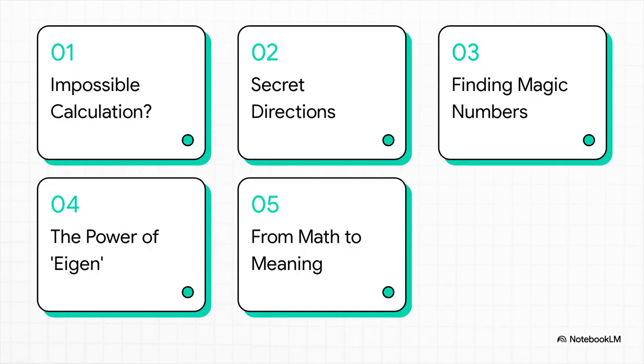So here's our game plan for this explainer. We're going to start by uncovering the secret directions that are hidden inside every single matrix. Then we'll figure out how to find the magic numbers that define them. After that, we'll unleash the true power of this idea to solve that impossible problem. And finally, we'll see how this whole concept shapes the world around us.